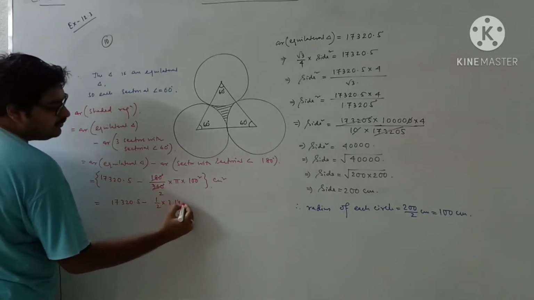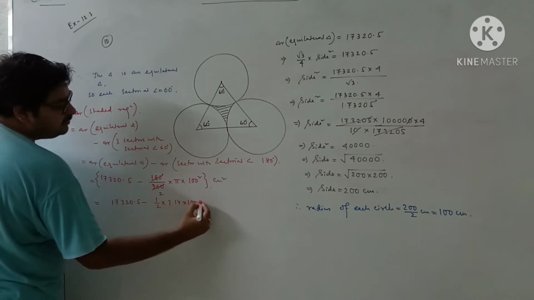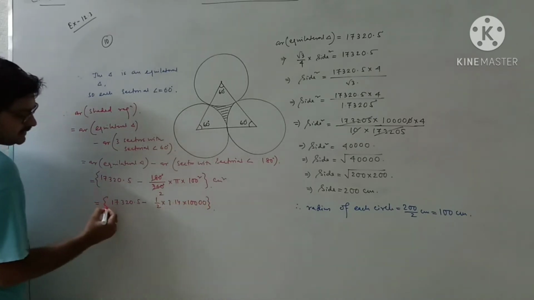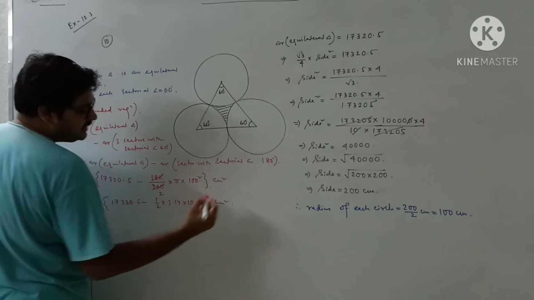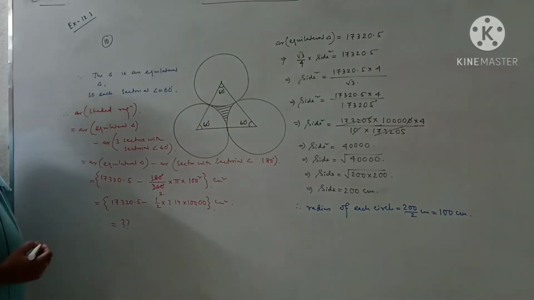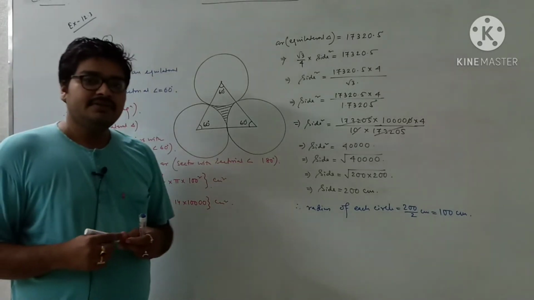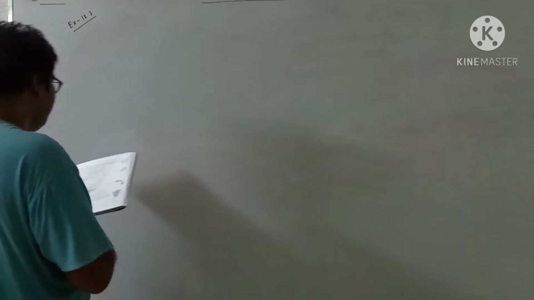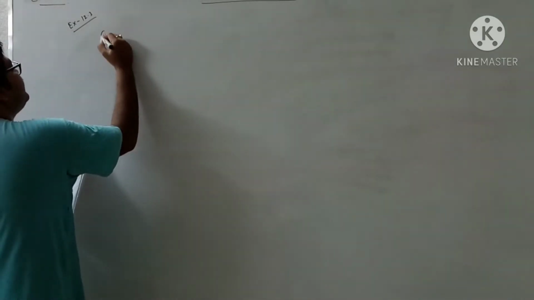Pi is 3.14 according to our question's given value. So this calculation part you just complete yourself and find out the final answer. Okay? I think this one you can do yourself. Moving to the next question now. Now, question number 11.